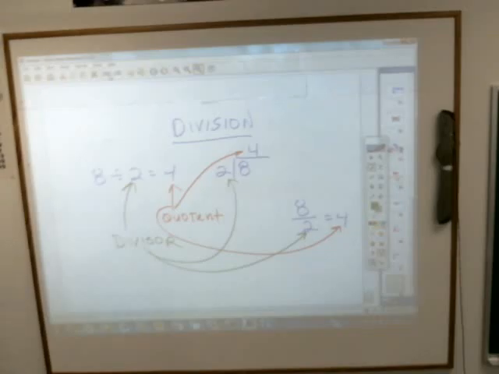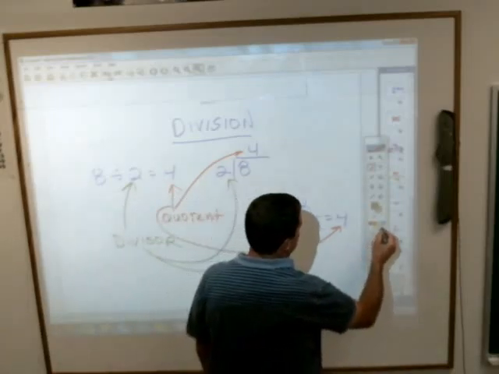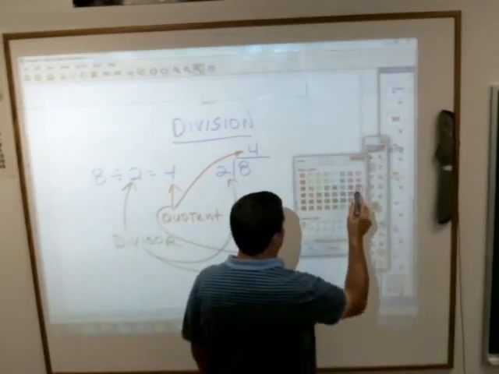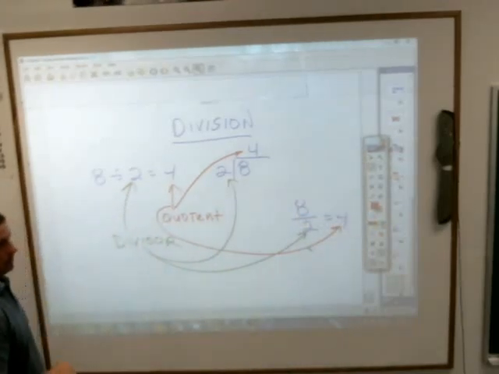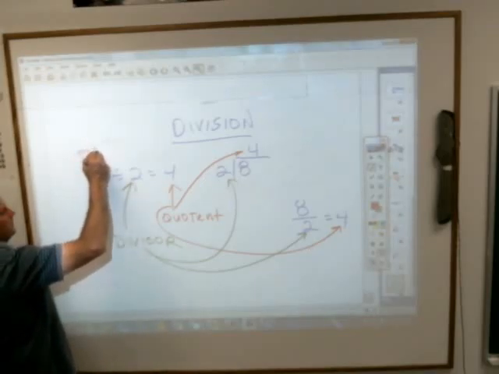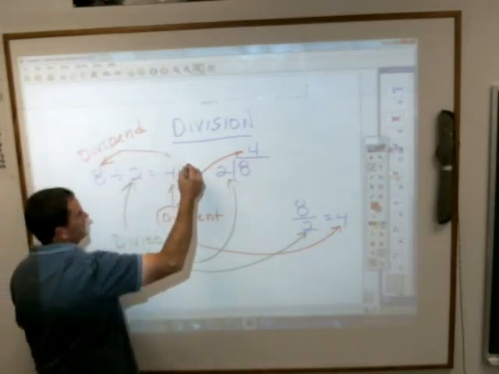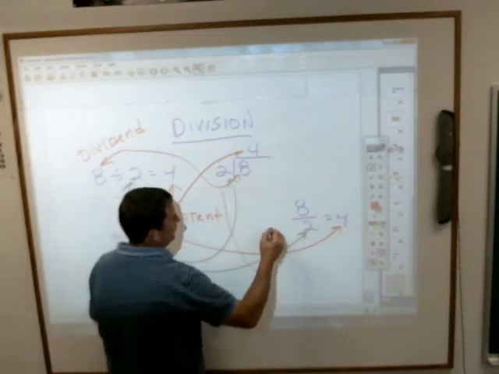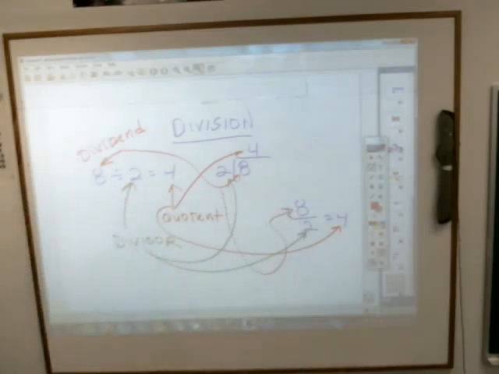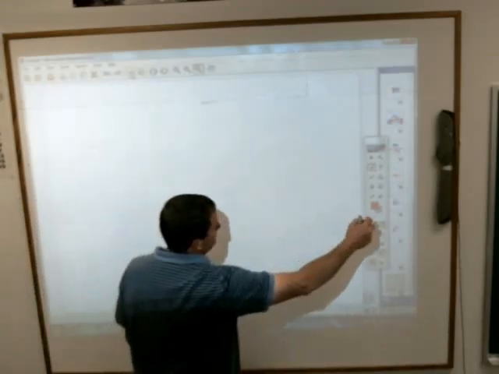And the one that gets the dividing is, Grace, the dividend. Dividend. Those are the parts of a division problem. And then last but not least, get a piece of paper.